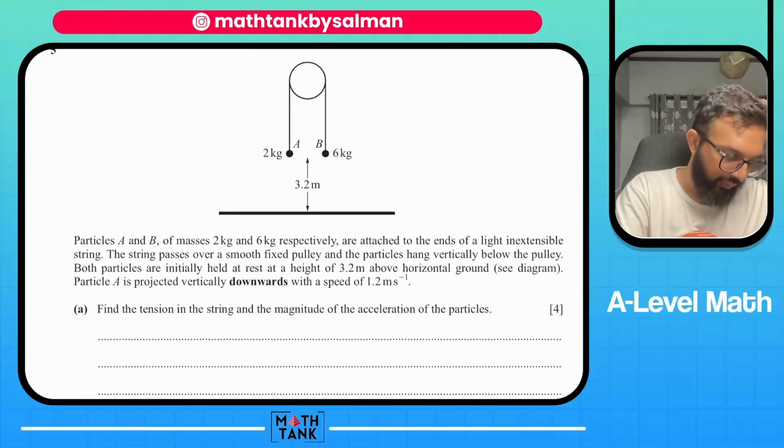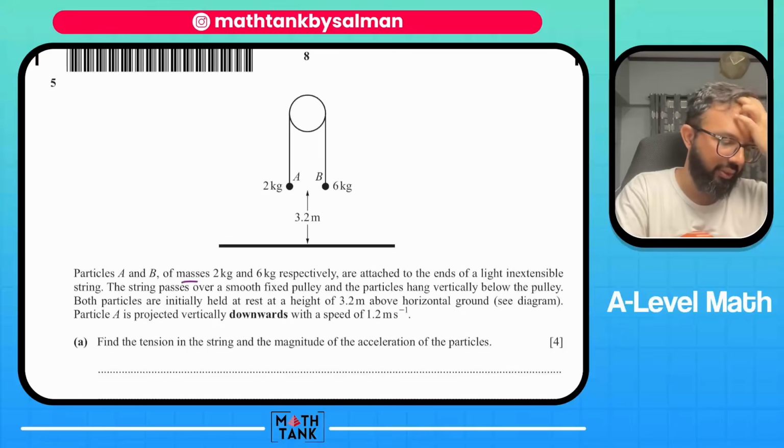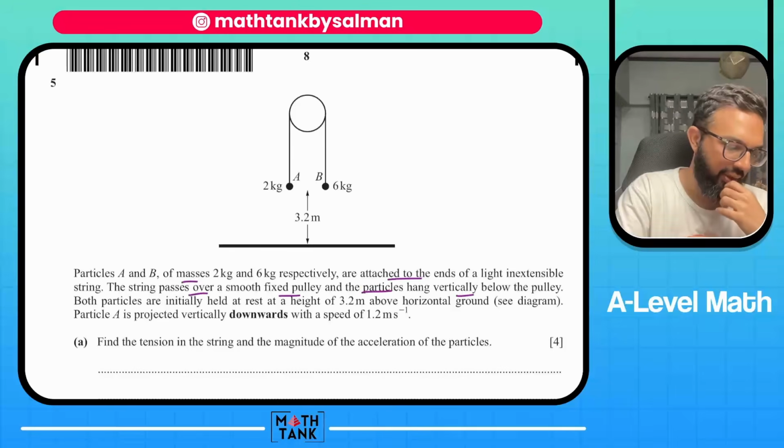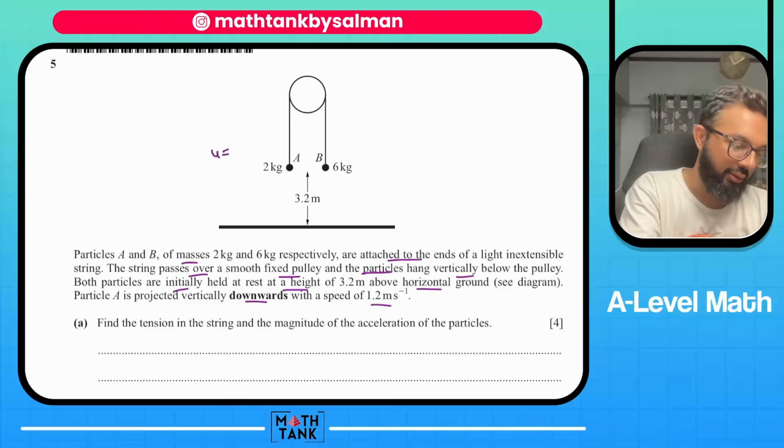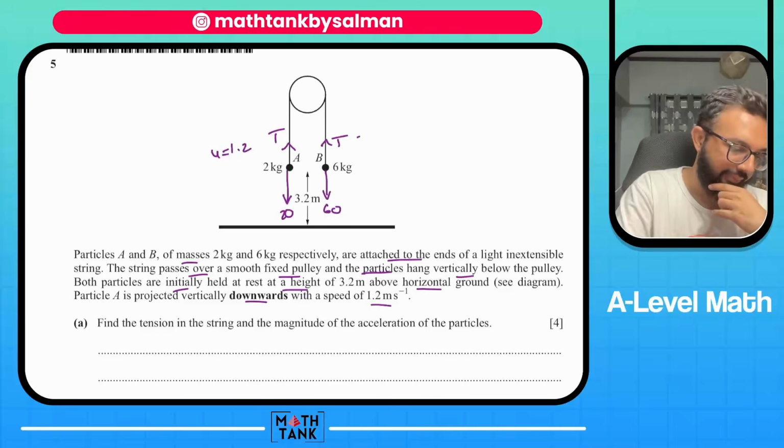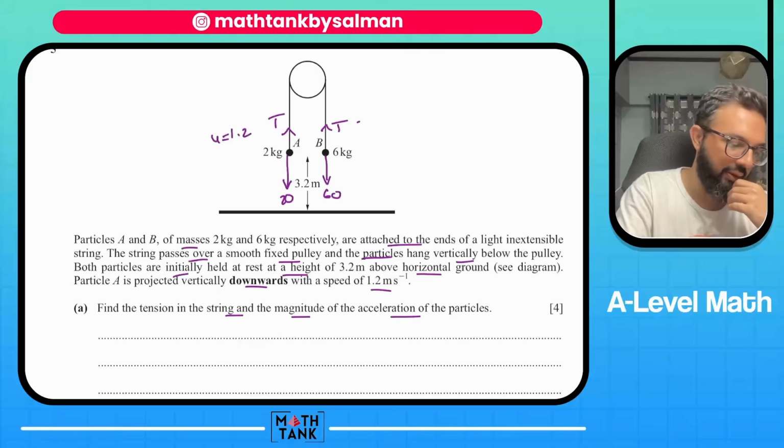Again, we're quickly on to question number 5. This is a pulley question. It says particles A and B are attached to the ends of a string. The string passes over a smooth fixed pulley, and the particles hang below the pulley. Both particles are initially held at rest above the horizontal ground. Particle A is projected vertically downwards with a speed of, this is the first time that is happening, that you're pushing it down, u equals 1.2. So this is 2, this is 6, sorry, 20 N and 60 N. Find the tension in the string and the magnitude of the acceleration of the particle.